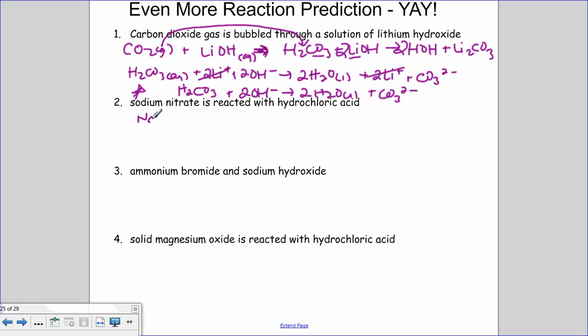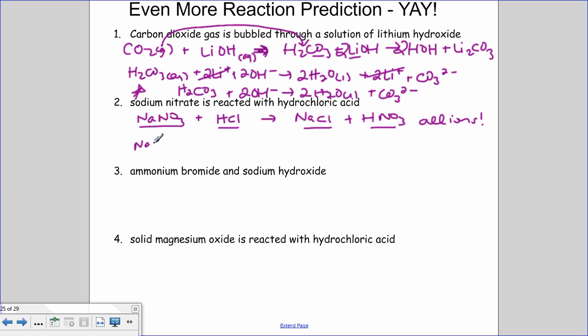Okay, next, sodium nitrate is reacted with hydrochloric acid. We're going to assume this is all aqueous because it doesn't tell us otherwise. So we get NaCl and HNO3. Looking at the situation, this is a soluble salt. This is a strong acid, soluble salt, strong acid. All of these will become ions. Therefore, none of them will remain together. We'll neither have a precipitate nor will we have a gas, meaning we'll have no reaction.